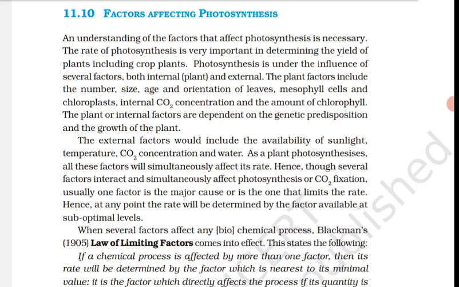Increase in incident light beyond a point causes the breakdown of chlorophyll and a decrease in photosynthesis. जब एक पॉइंट से ऊपर चली जाएगी इंक्रीज इन इंसिडेंट लाइट, तो वो क्या करेगी, ब्रेक डाउन करेगी क्लोरोफिल को और डिक्रीज करेगी फोटोसिंथेसिस को.